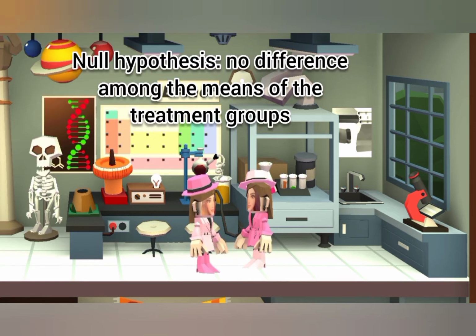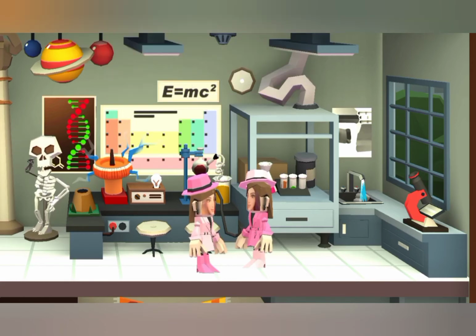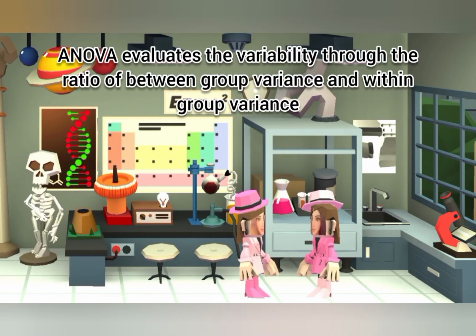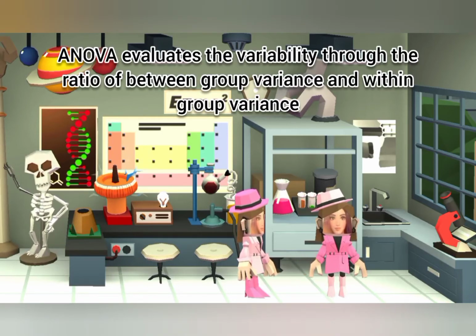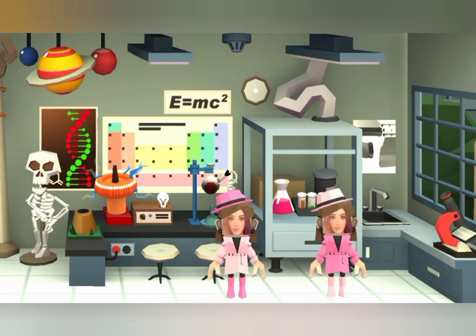Here, our null hypothesis assumes that there is no difference among the means of the treatment groups, and the alternative hypothesis assumes that at least 2 treatment groups' means differ from each other. Using variance in the groups, ANOVA compares the means of drug A group, drug B group, and drug C group, and compares it to the total variance in the dependent variable.